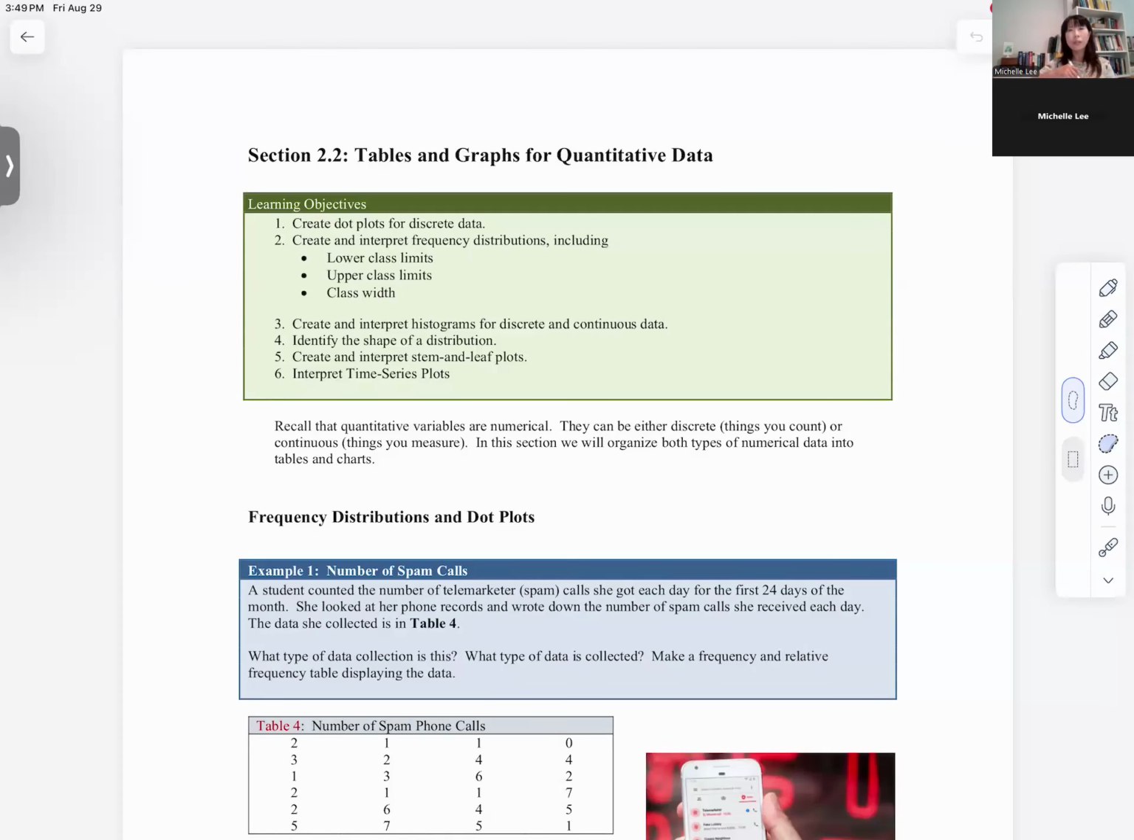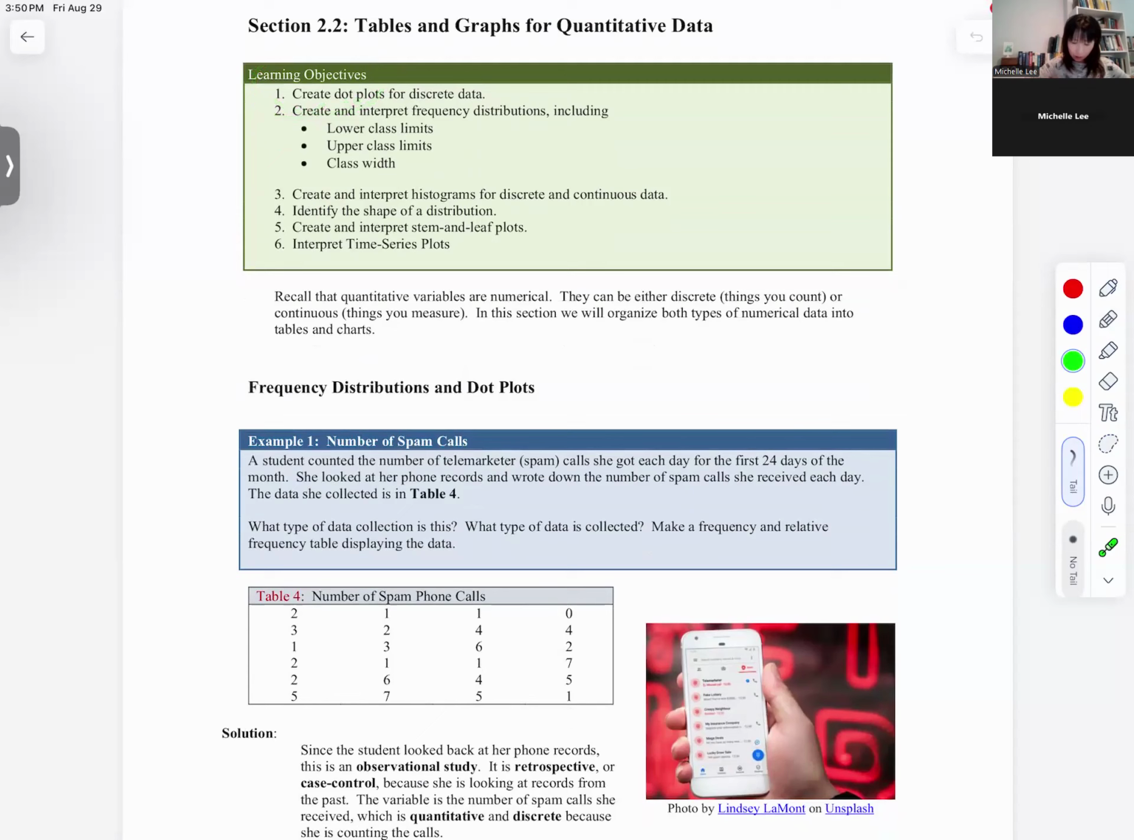Hello everyone, this is 2.2, tables and graphs for quantitative data. So we know what quantitative data is: numbers, which are counted and measured. We have a learning objective here. The first one: let's talk about the frequency distribution and dot plot.